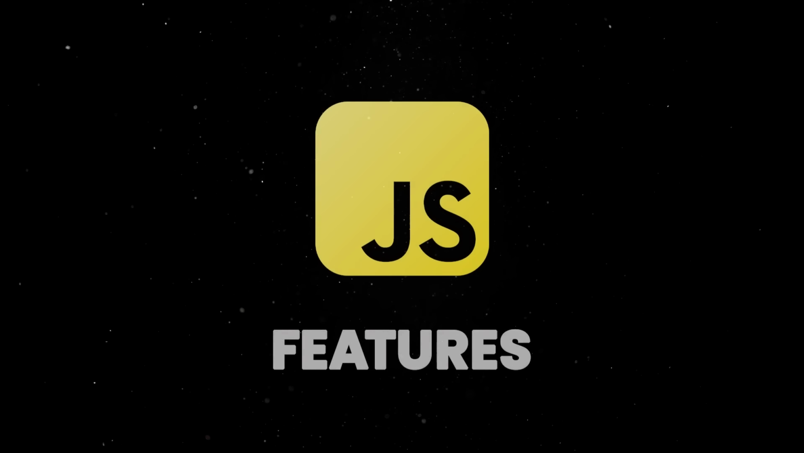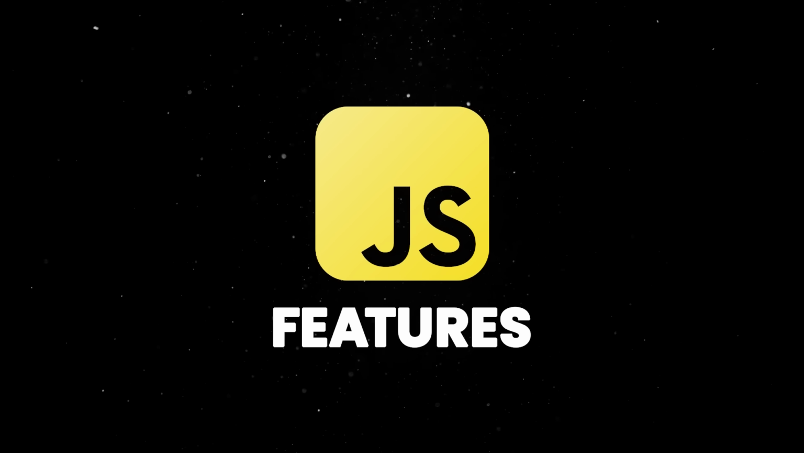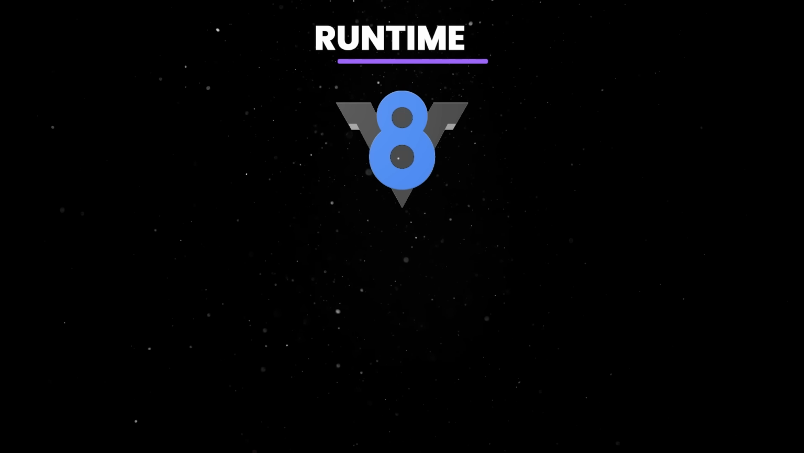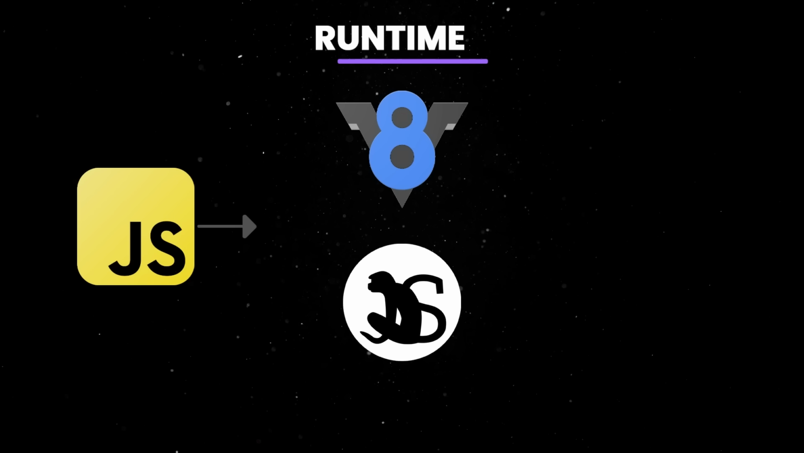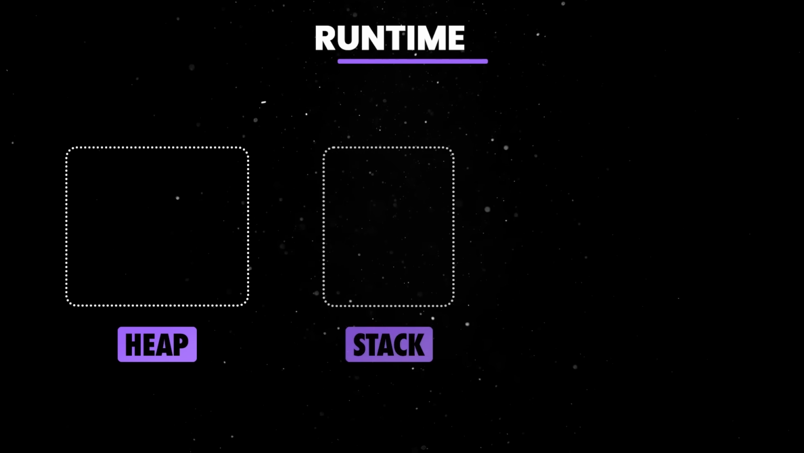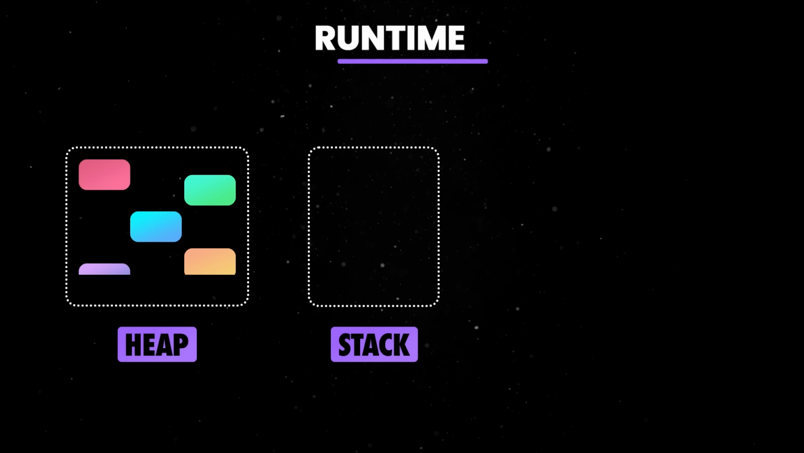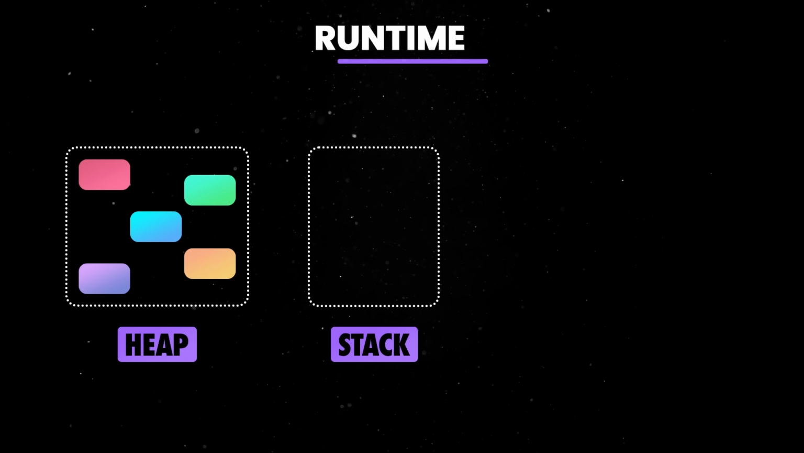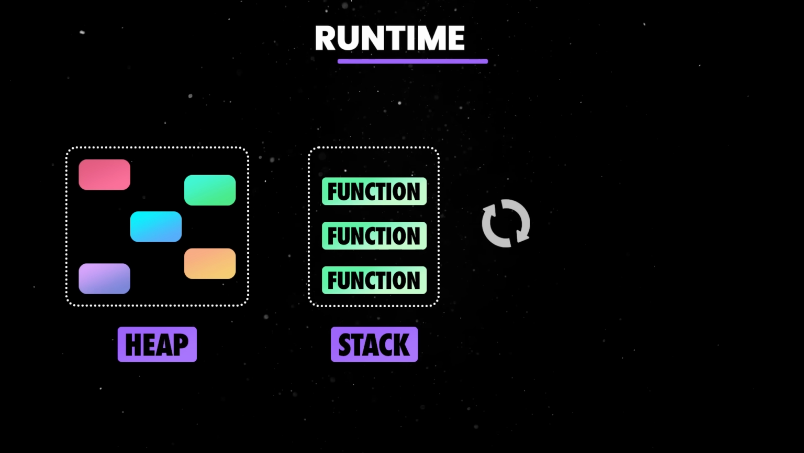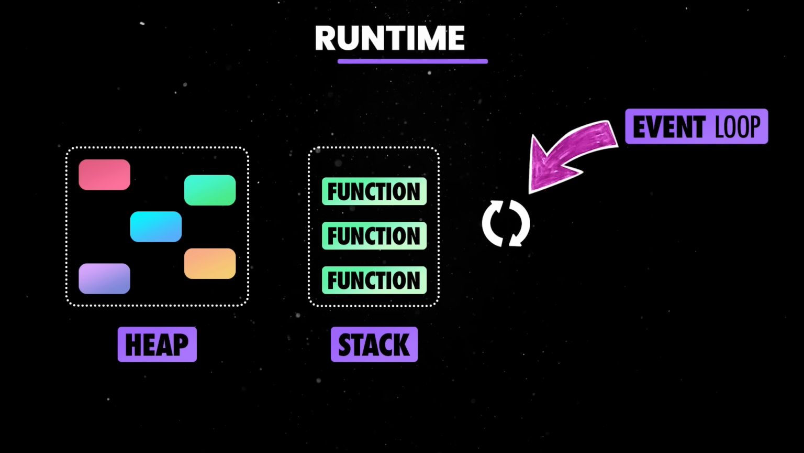The language features are just part of the story. The JS code is then executed by a JavaScript runtime, which uses an engine such as Chrome's V8 or Mozilla's SpiderMonkey to convert JavaScript into machine code. The engine itself consists of a memory heap and a call stack. The heap stores all the variables defined in our code, while the stack is in charge of keeping track of the function's execution. JavaScript is single-threaded and uses an event loop to monitor the stack.